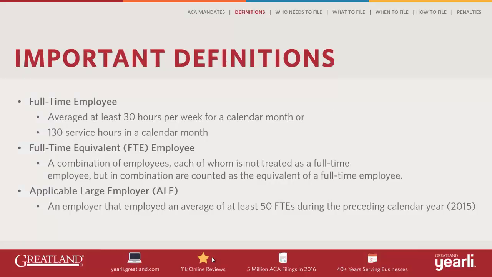Before moving on, I think it is important to cover a few key terms relating to the Affordable Care Act. First, for ACA purposes, a full-time employee is one who is employed an average of at least 30 service hours per week or 130 service hours per month. A full-time equivalent employee is a combination of employees, each of whom is not treated as a full-time employee, but in combination are counted as the equivalent of a full-time employee.